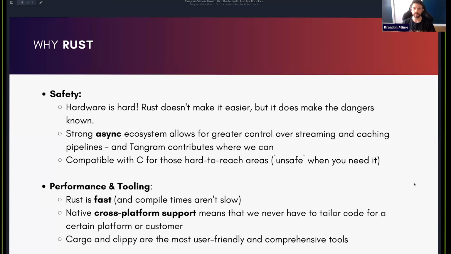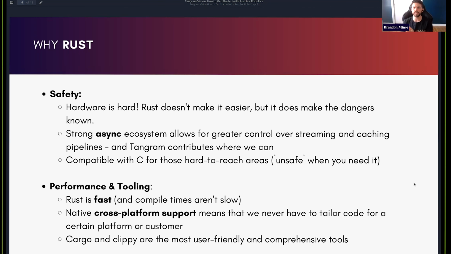Rust was fast. When we adopted it, compile times were a common gripe in the ecosystem, but to be honest, we've never had issues with compile times, and we make some pretty dense code. It also has native cross-platform support. So if we built on our Linux machines, and everybody at Tangram uses Linux, we don't have to necessarily tailor our code to a certain platform.